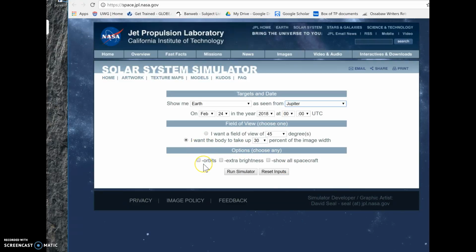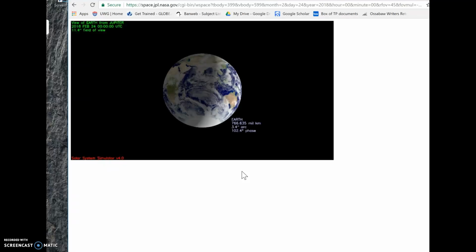And we don't want to see spacecraft or orbits. I'll give you some of those and then we'll just run the simulator. So let's see what this shows us. Okay. So apparently right now it looks like we have quite a few clouds. You can see the ice caps. So that's kind of cool.